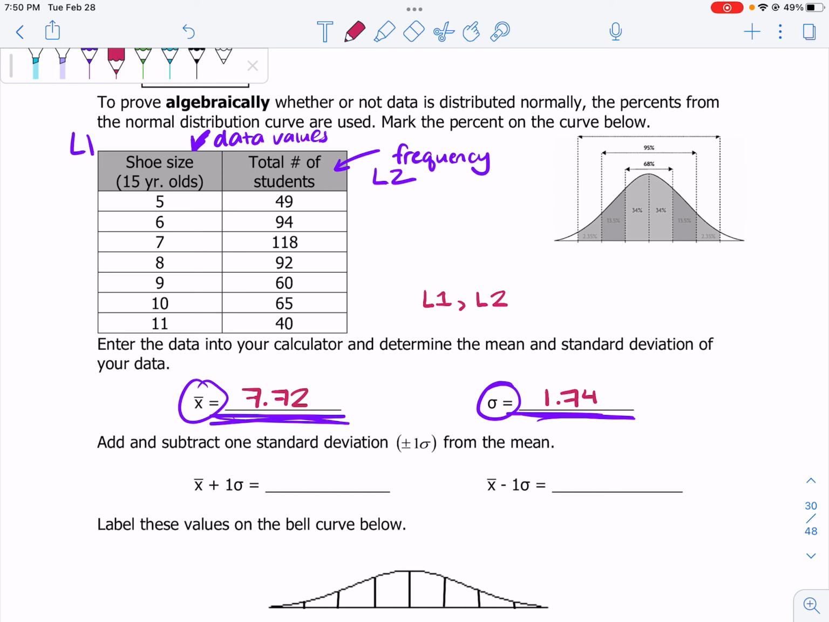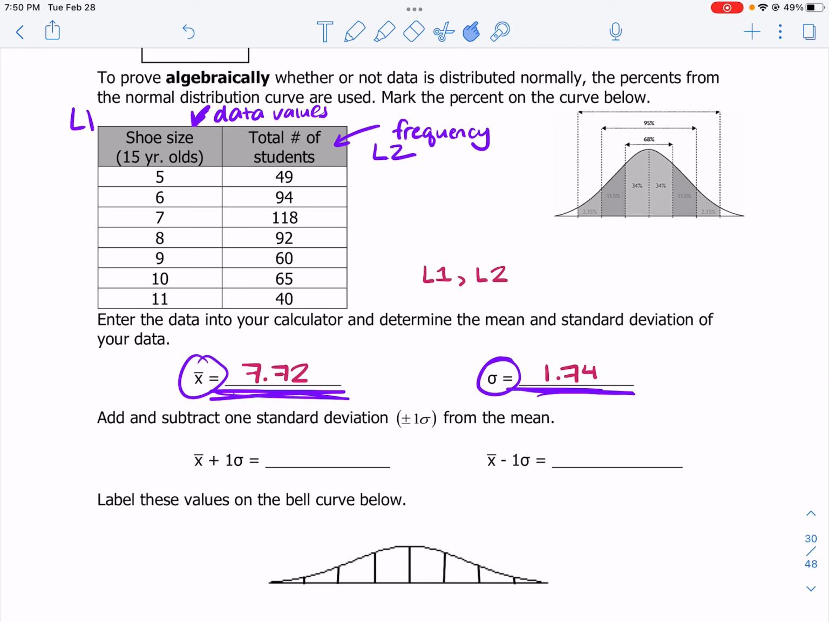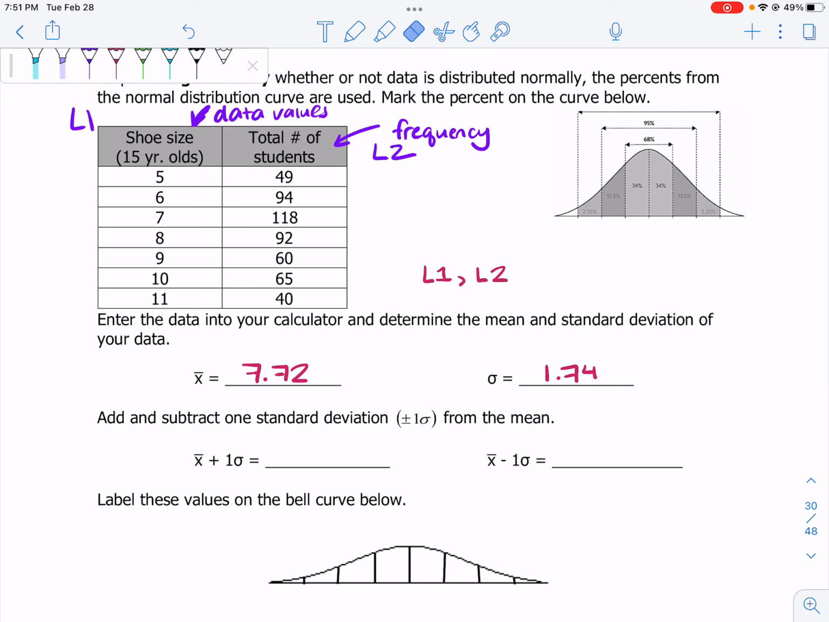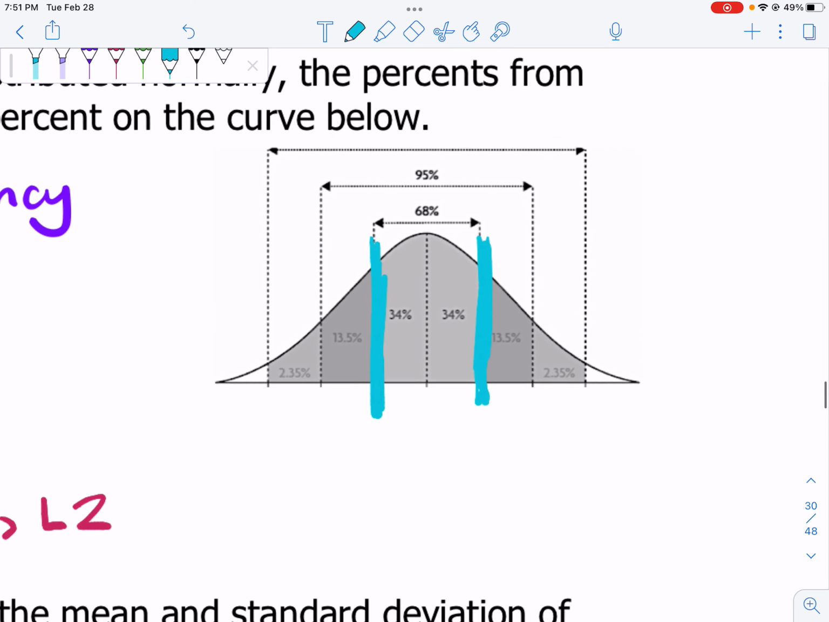All right. Okay, so now that we have those pieces of information, let me kind of clean this up a bit. We are going to find kind of these endpoints. And if you remember from our normal distribution curve, the mean is in the middle. So we know that the mean is 7.72. That is the data value from our data that is associated with the middle.